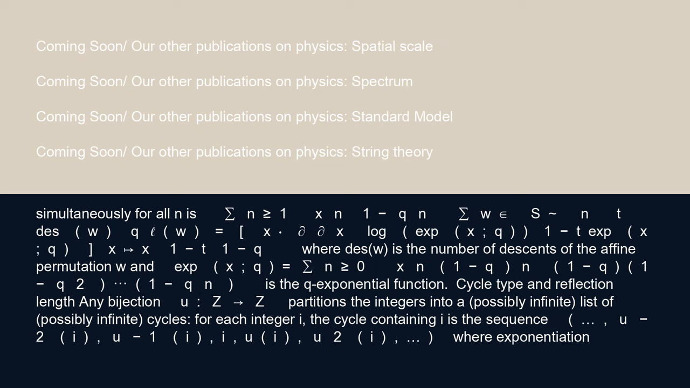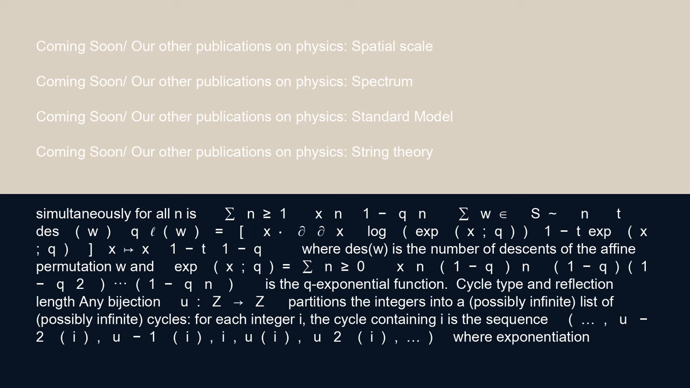The multivariate generating function for these statistics over SN, simultaneously for all N, is the sum over N greater than or equal to 1 of XN over 1 minus QN, times the sum over W in SN of T to the des of W times Q to the length of W, equals X times the derivative in X of the log of 1 minus T over 1 minus T times EXP of X(1 minus T) Q, where des of W is the number of descents of the affine permutation W, and EXP(X, Q) equals the sum over N greater than or equal to 0 of XN over (1 minus Q)(1 minus Q2) ... (1 minus QN) is the Q exponential function.